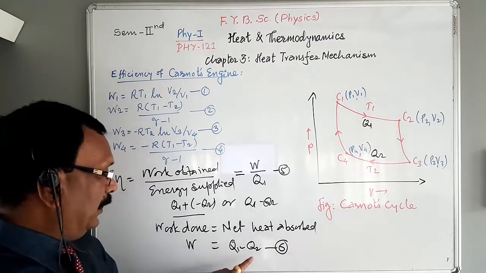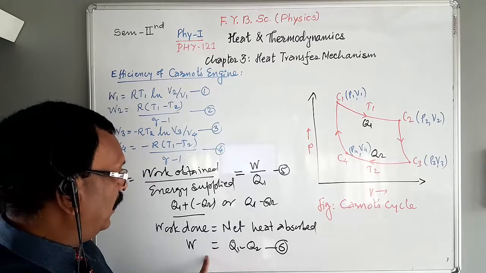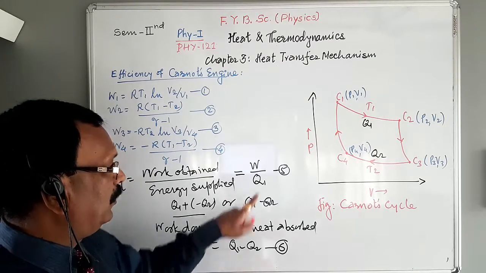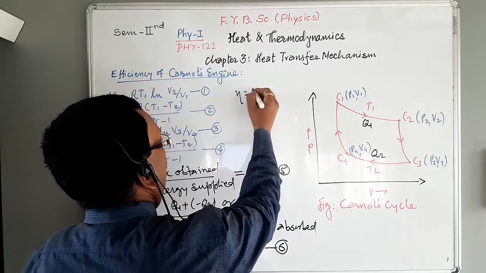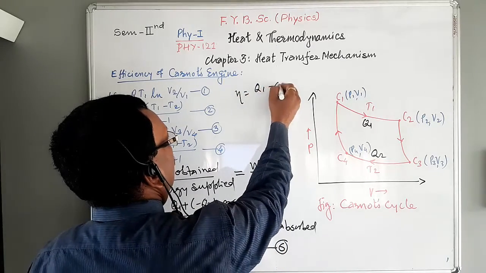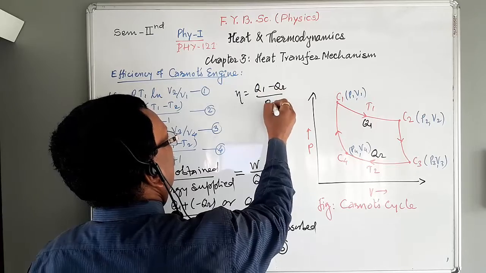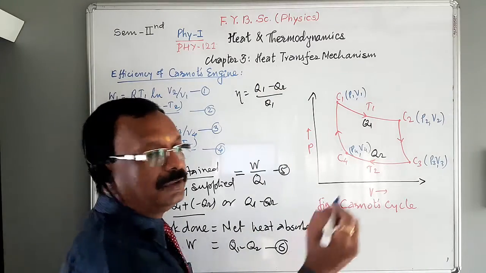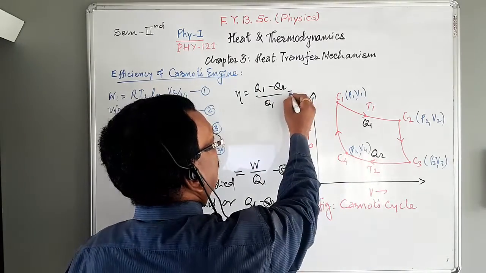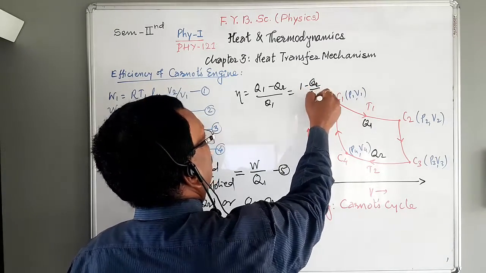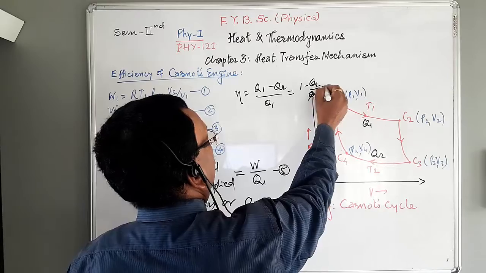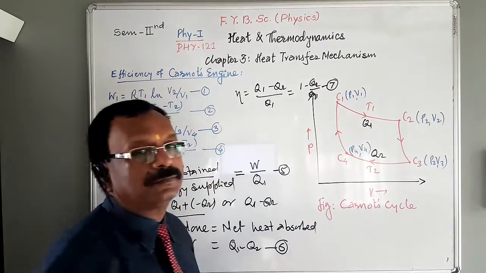Now, when we substitute the value of W, that is Q1 minus Q2, in equation 5, we have eta is equal to Q1 minus Q2 upon Q1, or simply 1 minus Q2 upon Q1. Suppose this is equation 7.